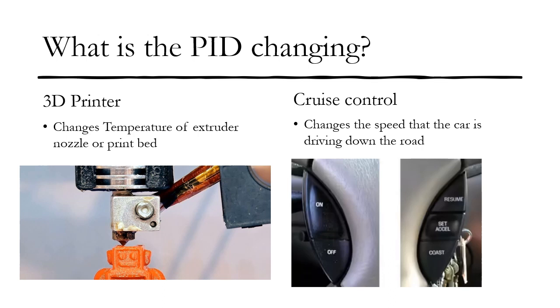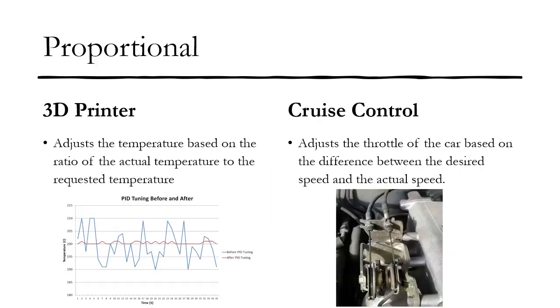With a cruise control, the thing that you are controlling is the speed of the car driving down the road. The PID loop is controlling how fast you're going down the road, and if you experience any hills or anything like that, the PID loop is used to counteract those hills and make sure the car maintains the speed that you want, even with hills and so on and so forth.